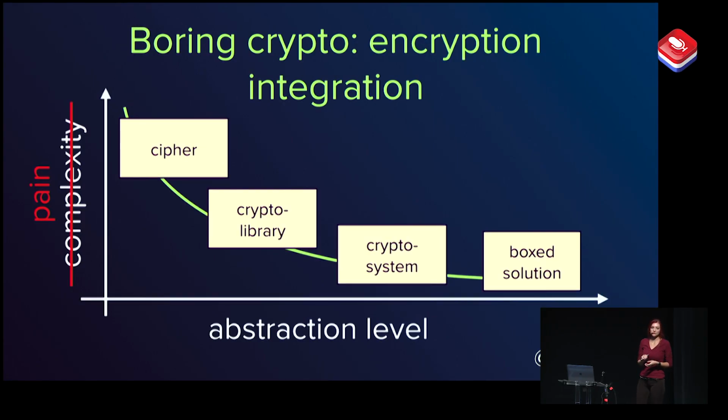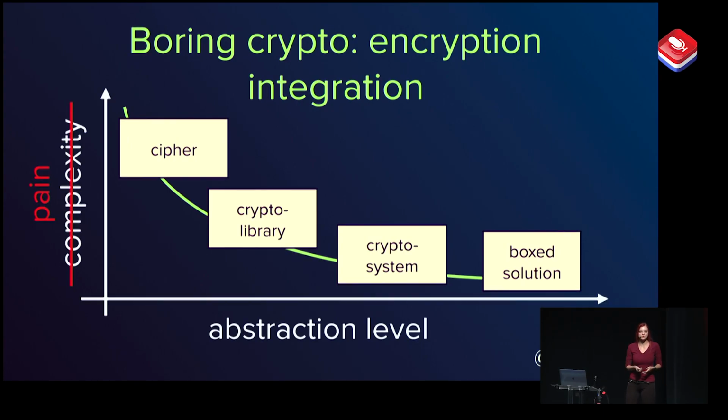Then we are moving to crypto systems. Crypto systems use a set of ciphers to close one security function. So the abstraction level is higher, and usually crypto systems are built to solve one problem. For example, TLS. This is a crypto system. And usually on the crypto system level, you don't need to select ciphers because that's already done for you.